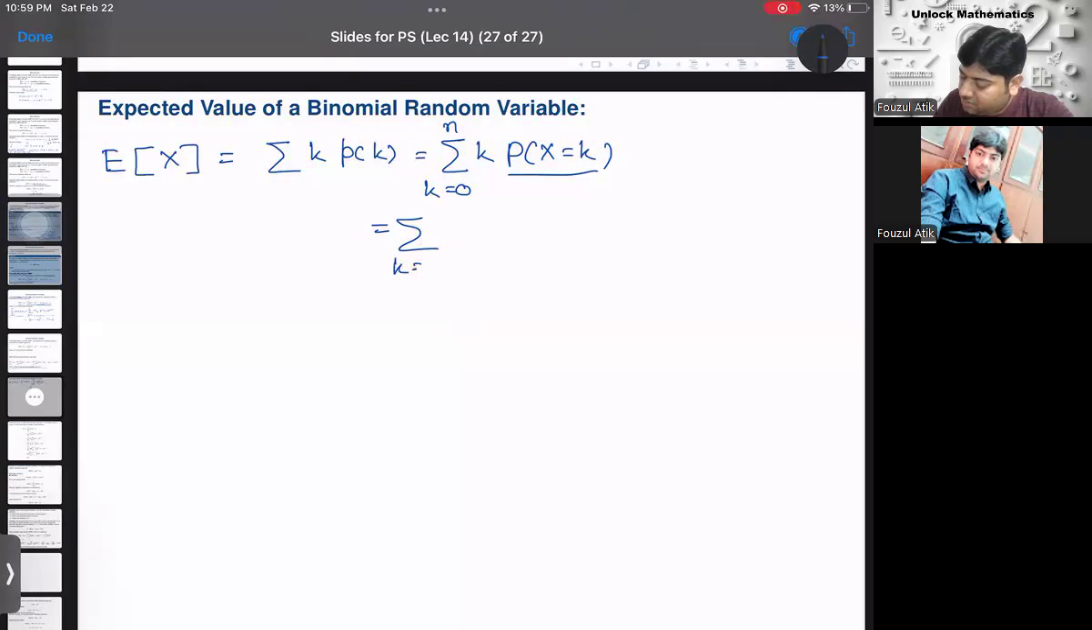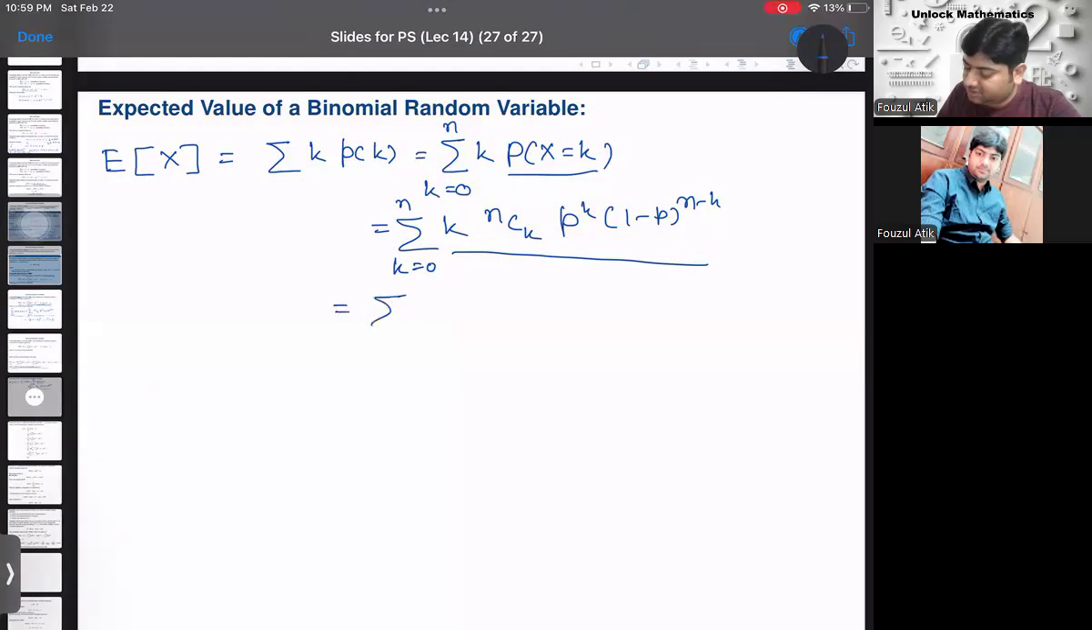And therefore for k equal to 0 to n, this value is k into nCk p to the power k into (1 minus p) whole to the power n minus k. We can write in this way. Now, once we put the k equal to 0 value, the first term will give you 0, so I can certainly discard the k equal to 0 term. So I am taking the summation of k equal to 1 to n, then k into nCk p to the power k into (1 minus p) whole to the power n minus k.